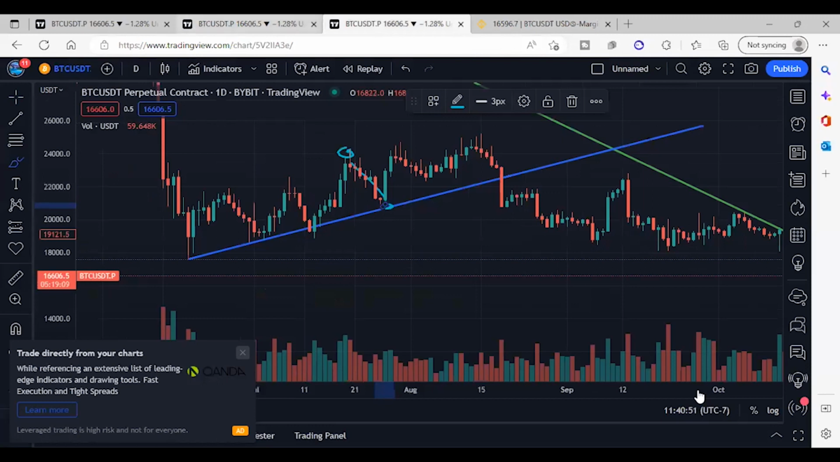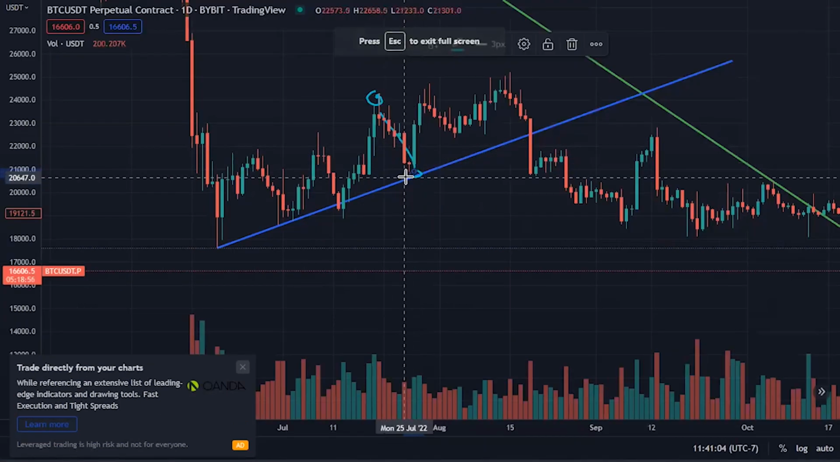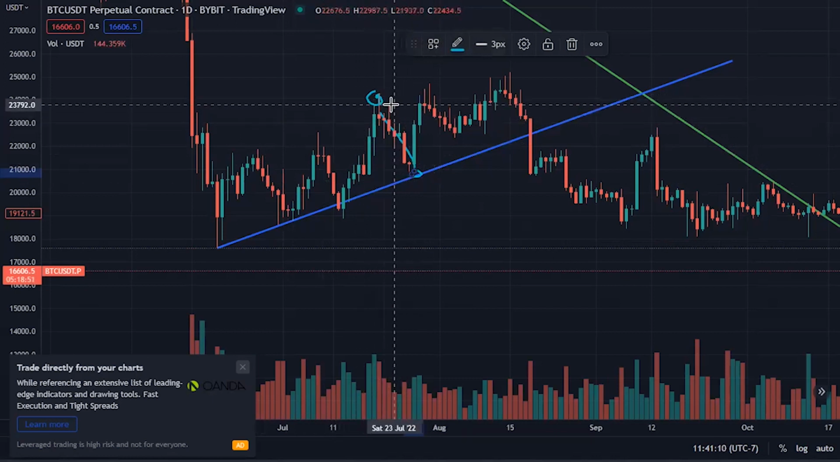But you want to only do this when the price comes near the trend line. When it comes near the trend line and touches it, then you go ahead and buy long. And once you buy long, you want to put your take profit literally right on the next resistance.